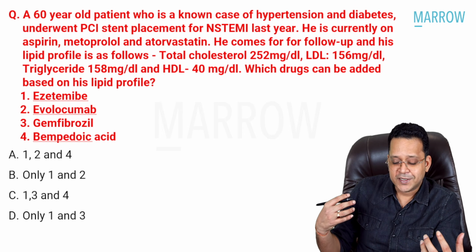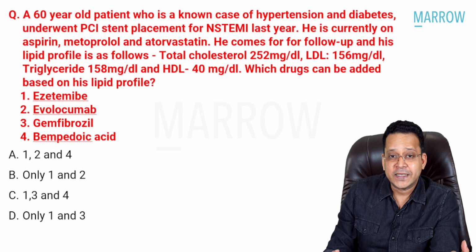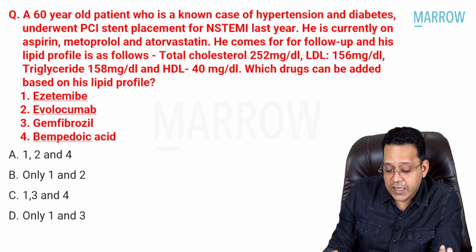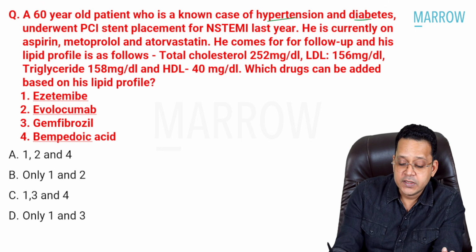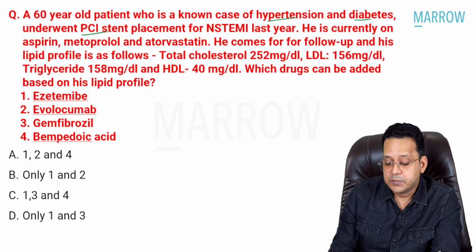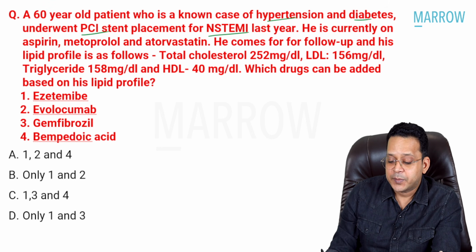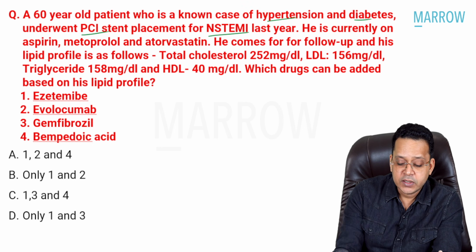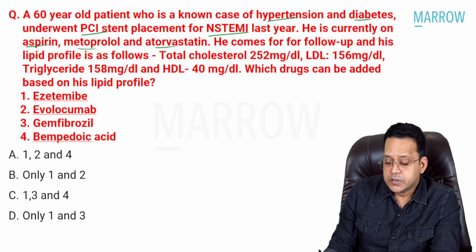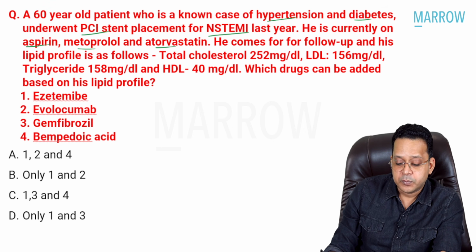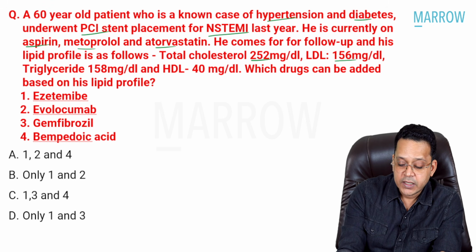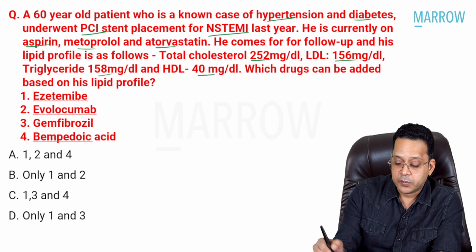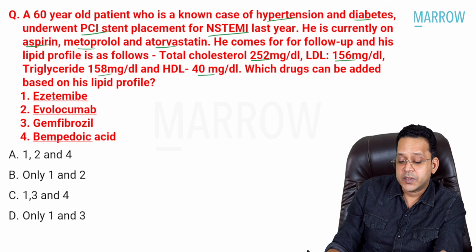All right, now this is a long MCQ, but the answer is easy. Look how. A 60-year-old patient, known case of hypertension and diabetes, and underwent PCI stent placement for an STEMI last year. Is currently on 3 drugs, aspirin, metoprolol, and atorvastatin. He comes for follow-up and his lipid profile is as follows. Cholesterol is raised, LDL is raised, triglycerides is raised, HDL is normal. So which drugs can be added based on his lipid profile?